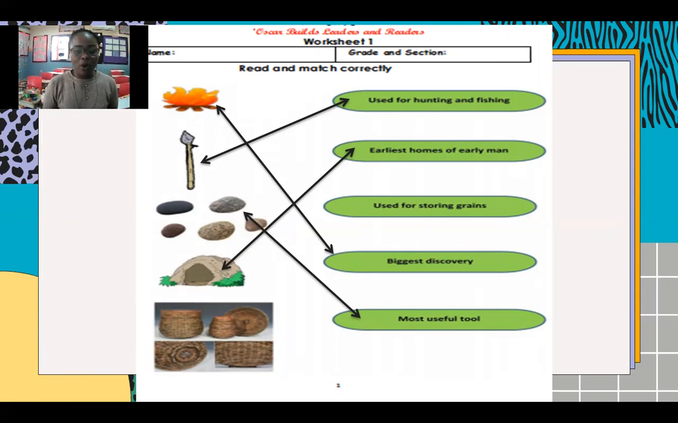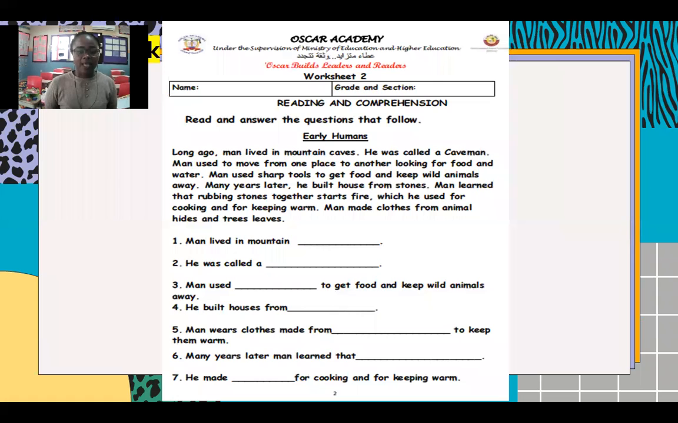The earliest home of an early man. This is the cave where they lived in those days. And the basket, they use the basket for storing grains. Remember we said they ate fruit, roots, and also seeds. So they use it for storing grains.